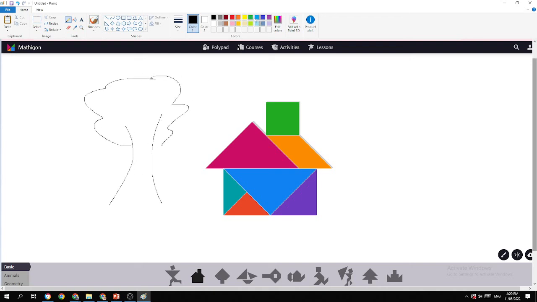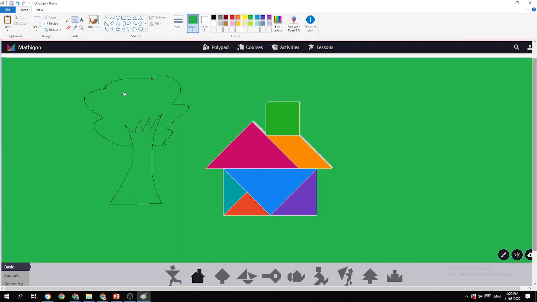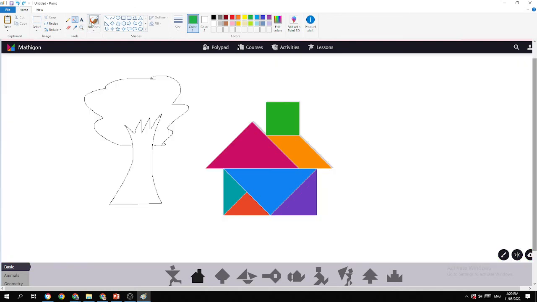Then after that, you color it. We can use a spray for this if you want. If you would like to have it colorful, you can color it in.